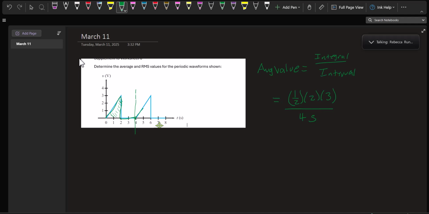And the area is, I think this is voltage. And so that's volt seconds on top, because the height is volts and the base is seconds. So I get 0.75 volts as my average value.